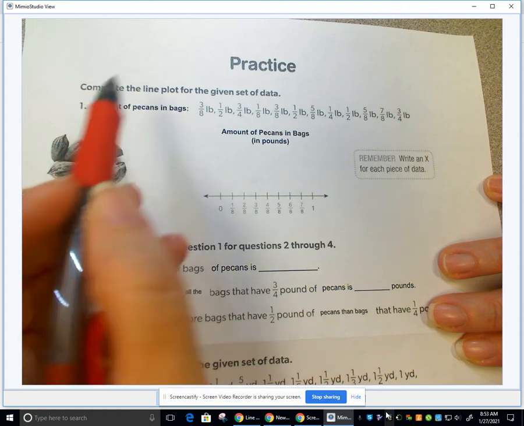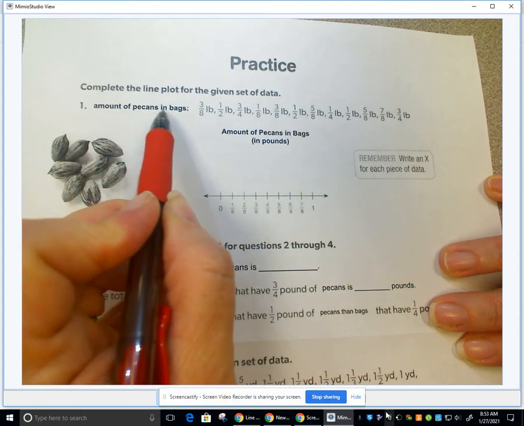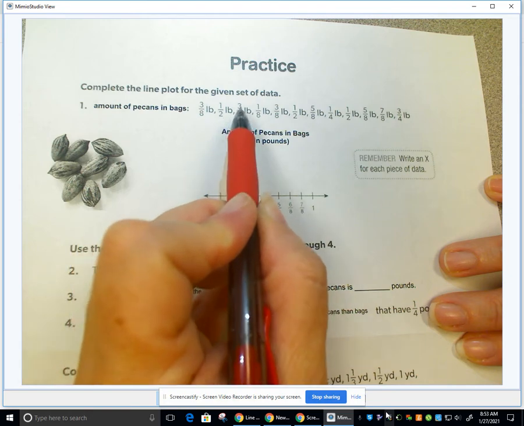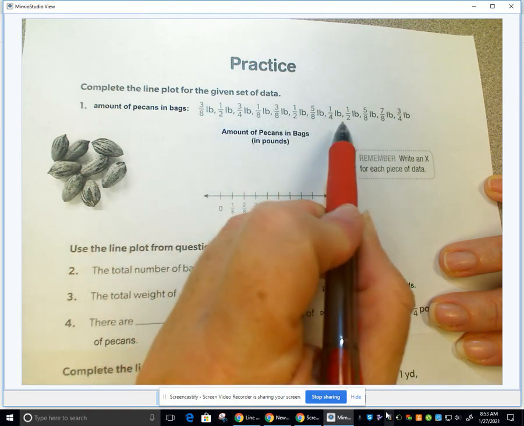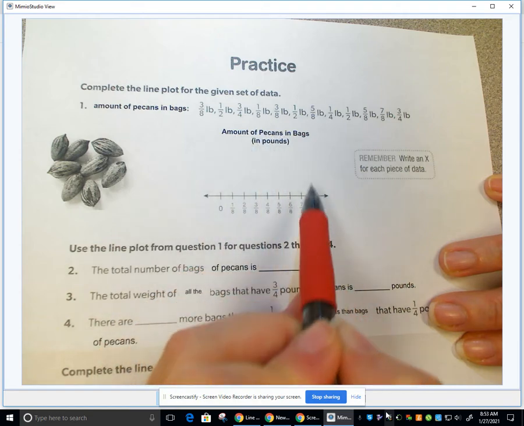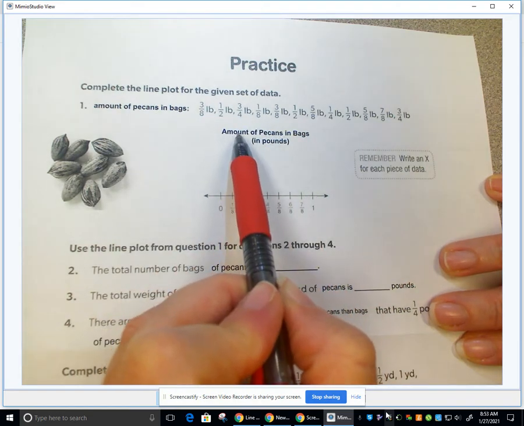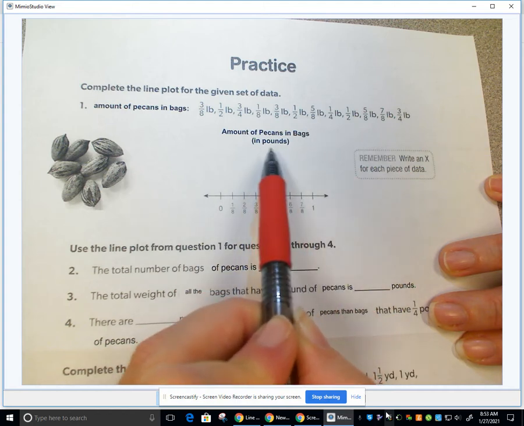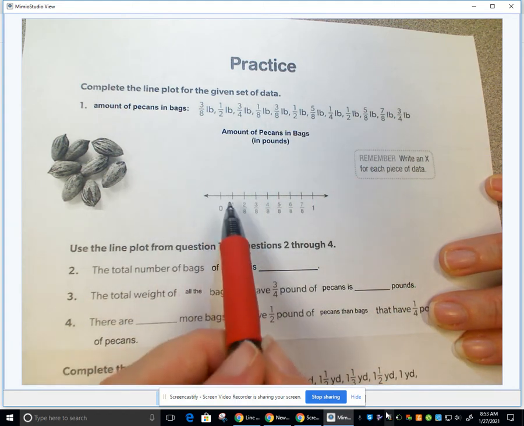Let's look at number 1. Amount of pecans in bags. We've got 3/8 pounds, a half pound, 3/4, 1/8, and so on. They've started the line plot here. They gave it a title. They said the amount of pecans in bags, and they're doing it in pounds. Now, they made a number line down here and they used eighths.